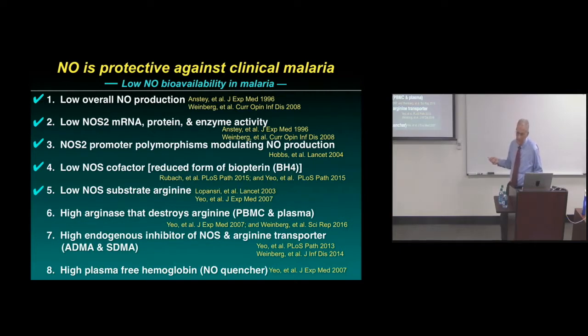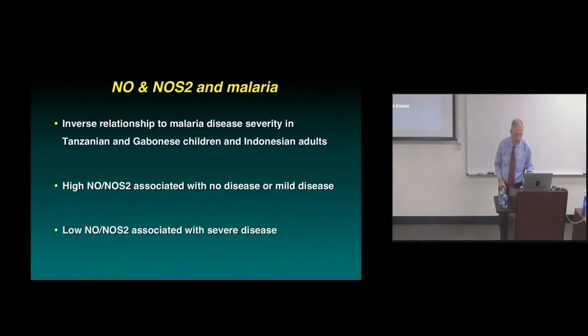And then every time we do a study, we have to measure arginine, and it's always low. In any person who has malaria, it's always low, both adults and children. There's high arginase activity that destroys whatever arginine you might have. And then there are these endogenous inhibitors of the nitric oxide synthase, and they modify arginine transport. And then there's an increased free hemoglobin, which acts as a nitric oxide quencher. So we got lots of problems here.